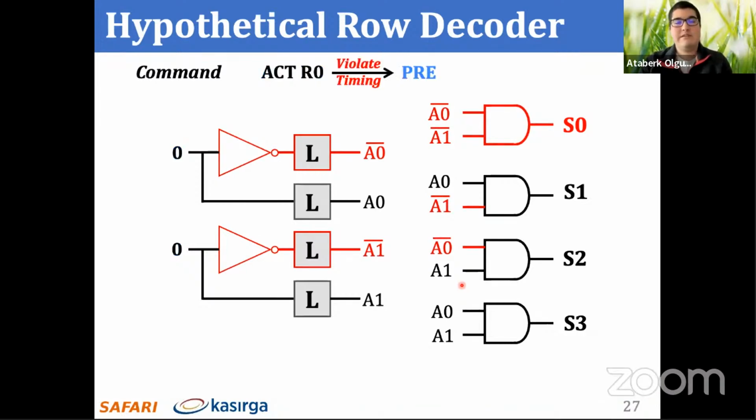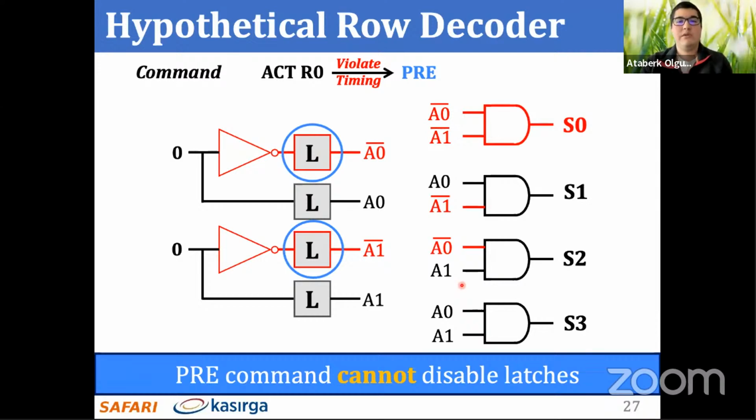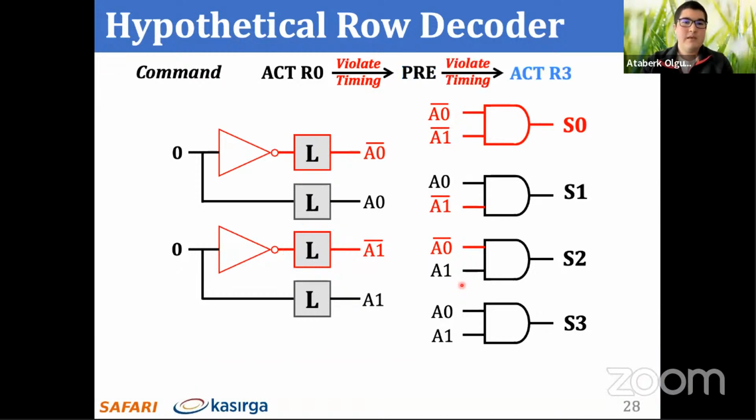Following the first activate command, we send a pre-charge command while greatly violating the tRAS parameter. And the pre-charge command cannot disable these 2 latches because there is not enough time due to violated tRAS. We then quickly send another activate command as we greatly violate the tRP timing parameter, this time to row 3. And this interrupts the pre-charge process, and the latches that drive A0 bar and A1 bar remain enabled.